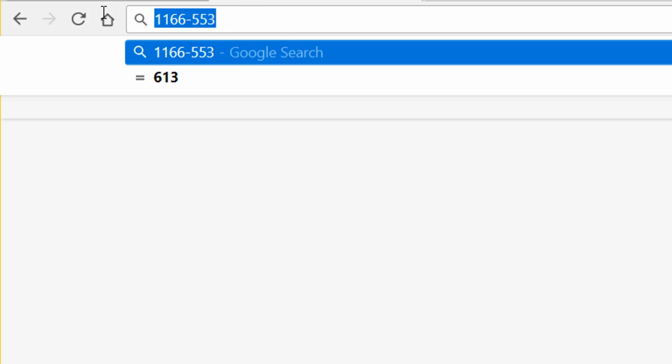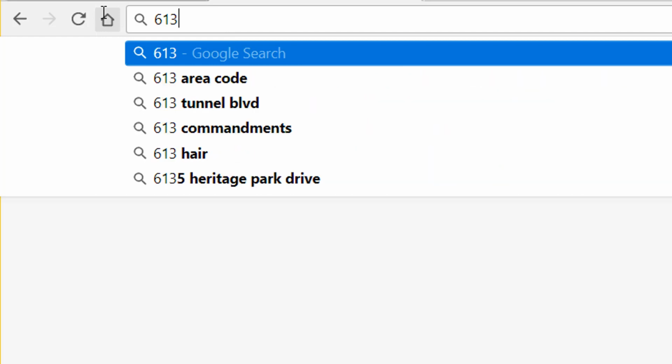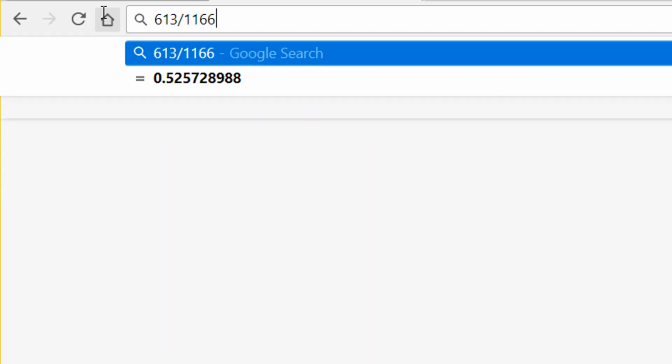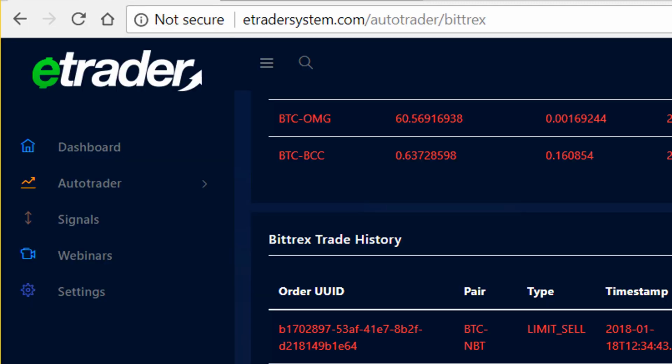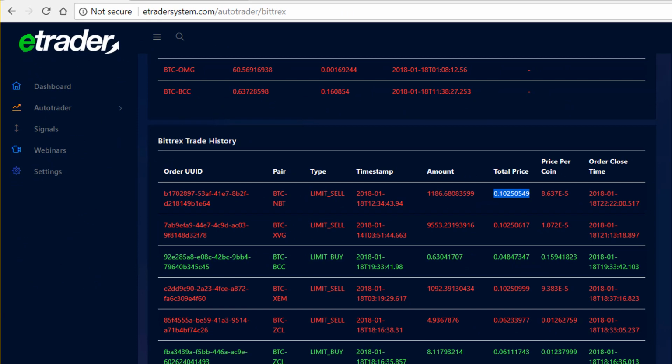And if we do 613 divided by 1166, we see it was actually, if I'm doing that right, it looks like it was a 52% gain on that particular trade. Now, I'm actually surprised to see that, and that is not common. But there might have been a real fast fluctuation in prices, and so it did an incredible job on that one there. Let's take another one.